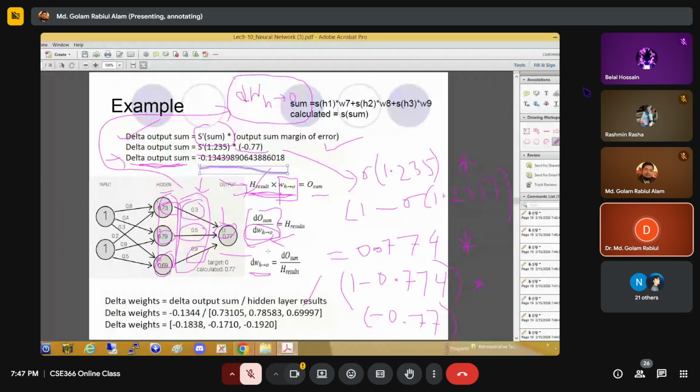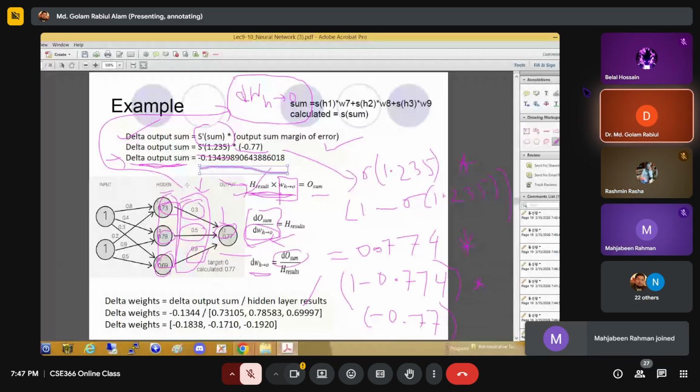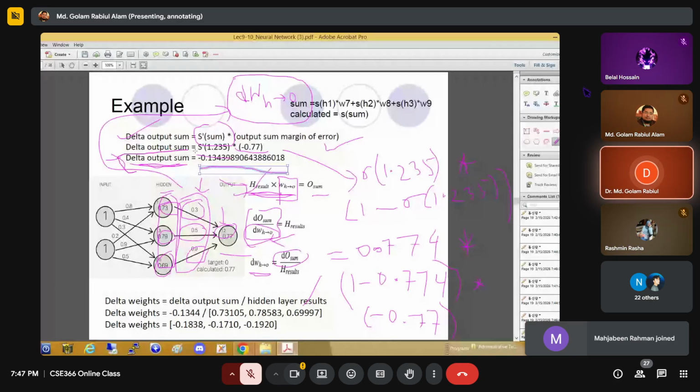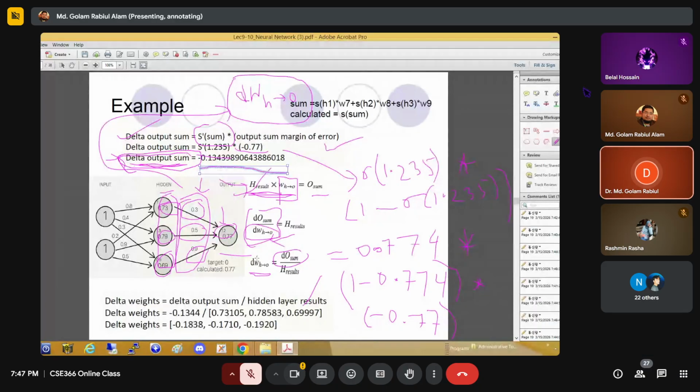Now the delta output sum, we have already calculated its value. The value of the delta output sum is negative 0.134. And the hidden results we have also already calculated. These are the values of the hidden results: 0.73, 0.79, and 0.69.